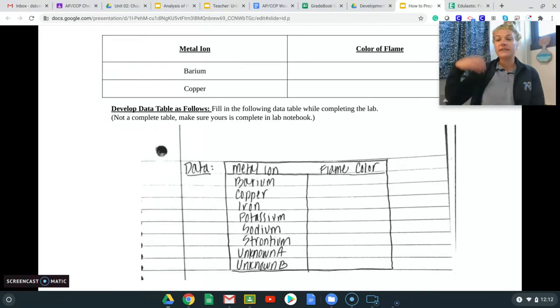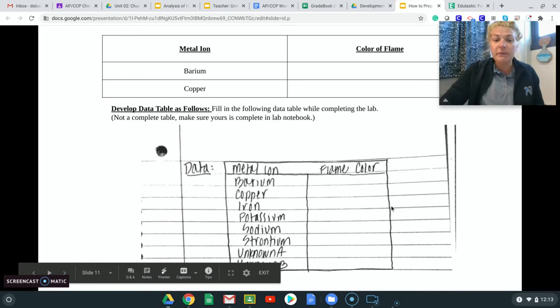Okay, and then the last thing that you have to have prior to walking into the lab, before you perform the lab, is your data table. So what data are you collecting? So based off of my procedure, I'm observing flame color, right? Since I'm observing flame color, I need a table that is empty for me to collect flame color.